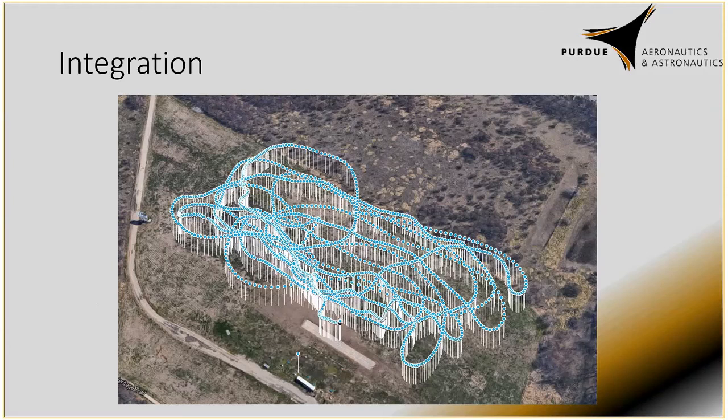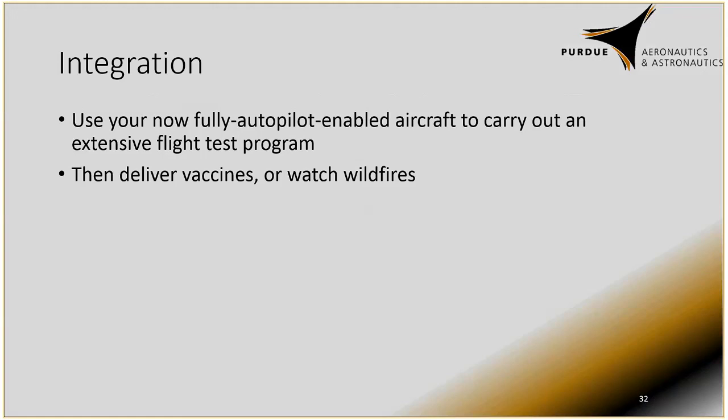You get a kind of a pretty picture here. This is the field we usually fly at, a 200-foot runway. And this was all flown manually, but you get a cool picture of pretty much everywhere you flew. So it's a good final report item, if nothing else. So once you have this, put all your plane together, you can go do your extensive flight test program, all under automated methods, and then you can go deliver your vaccines, watch wildfires, whatever else you want.